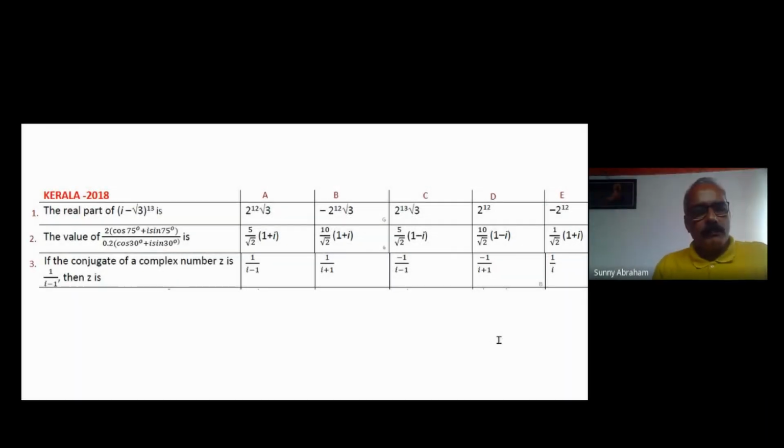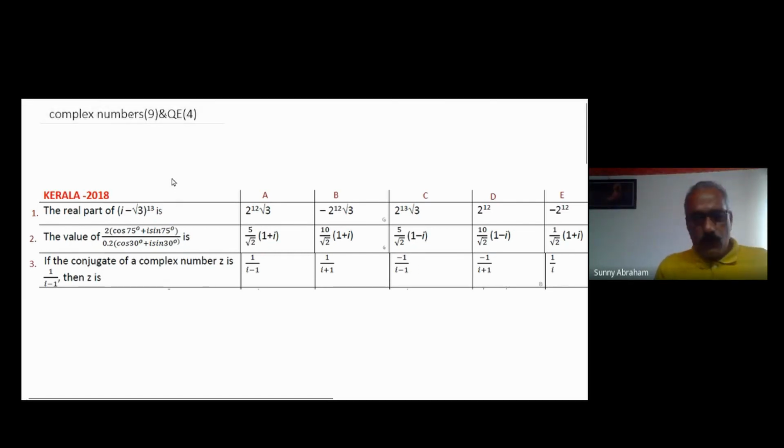Let us discuss today the question paper of Kerala Engineering Entrance Examination held in 2018. First, we start with complex numbers. There are 9 questions asked in this question paper from complex numbers. The first 3 questions I have written over here.